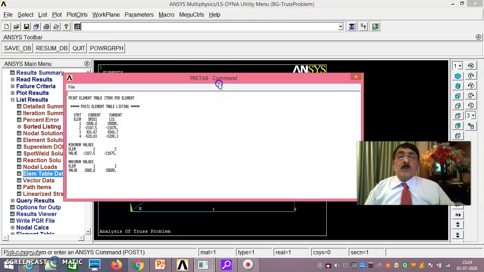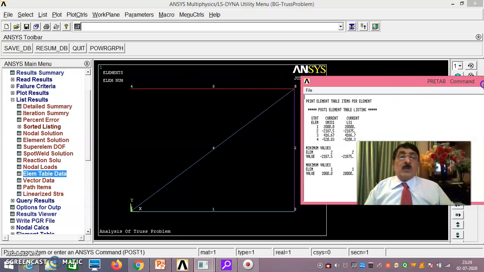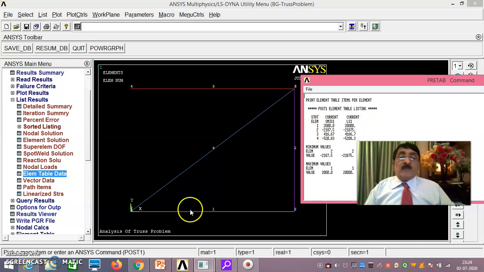This you see beautifully, you are able to comment clearly. There are 4 elements now, 1, 2, 3, 4. Element 1 is this. The force is 2000. Stress is 2000 divided by 0.1, that is why 20,000 Newton per meter square. That is 0.02 MPa, not very much.